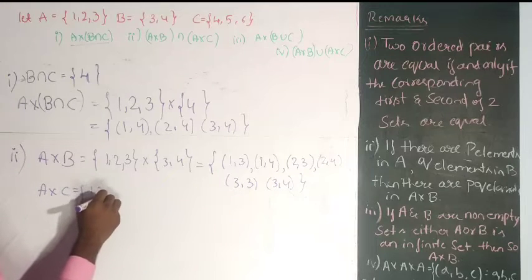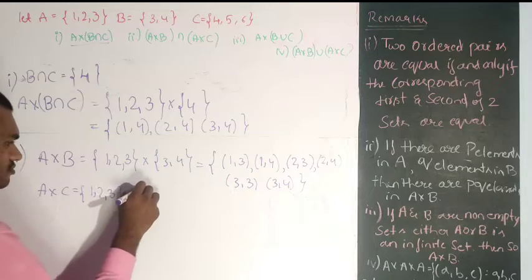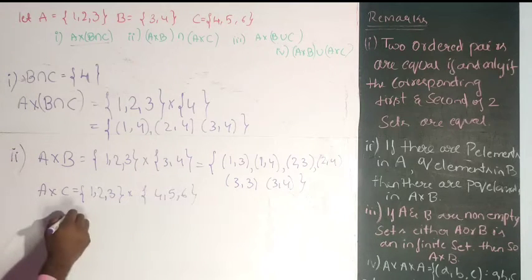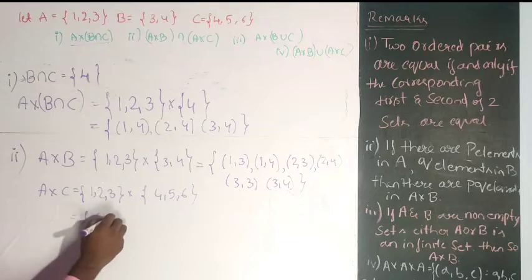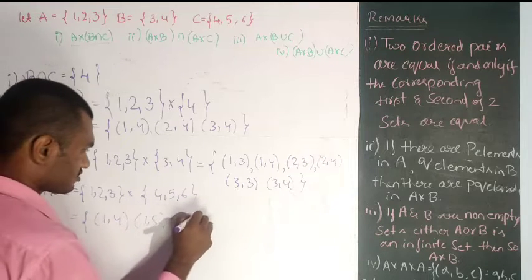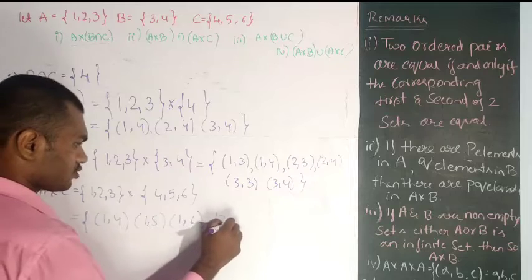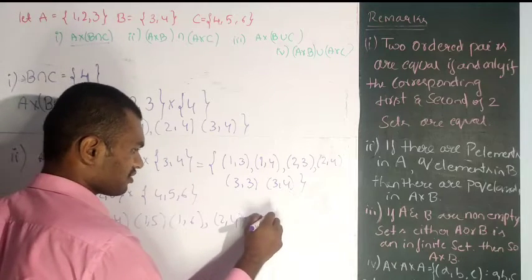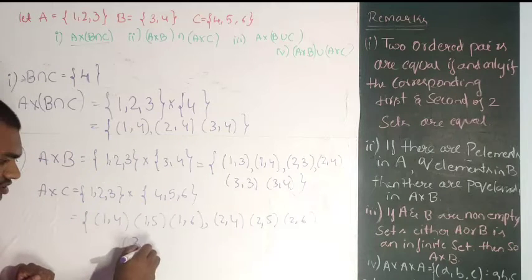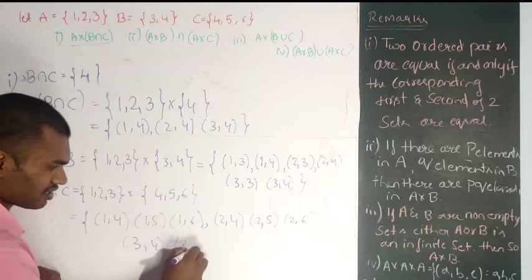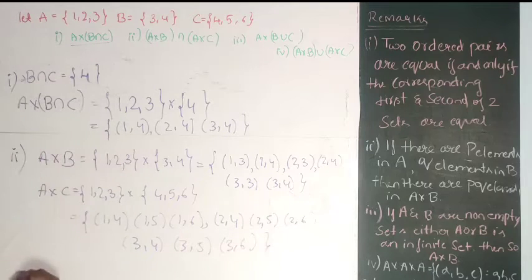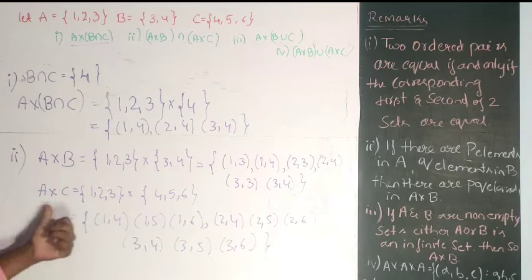Similarly we have A cross C. What are the elements of A cross C? So 1 comma 4, 1 comma 5, 1 comma 6, then 2 comma 4, 2 comma 5, 2 comma 6, at last 3 comma 4, 3 comma 5, 3 comma 6, right? So these are the elements of A cross B and A cross C.